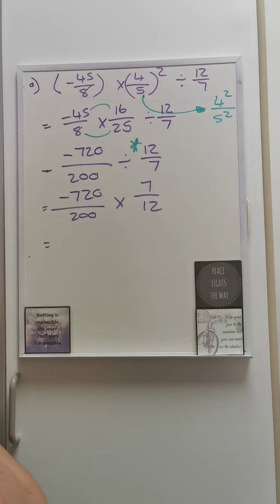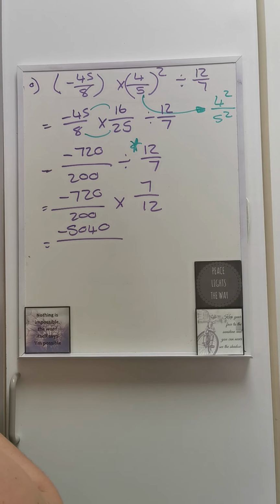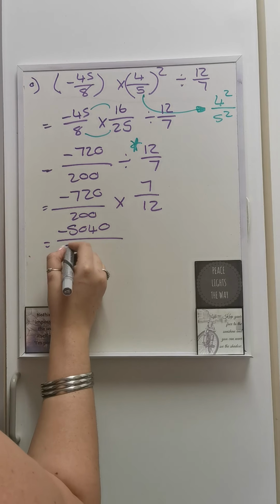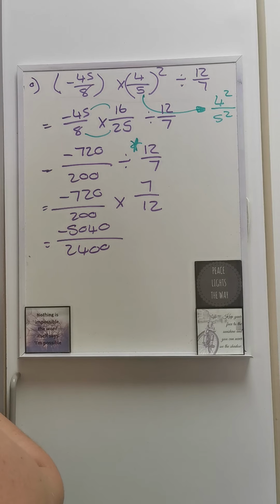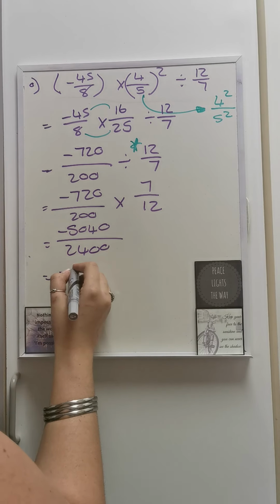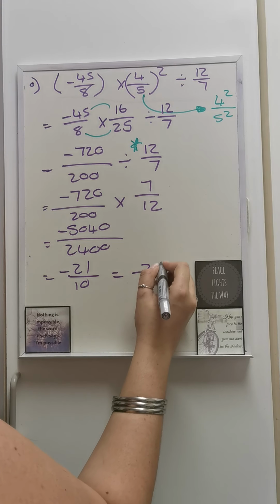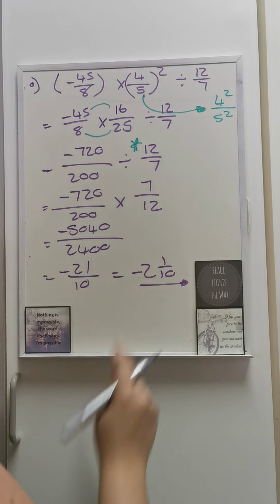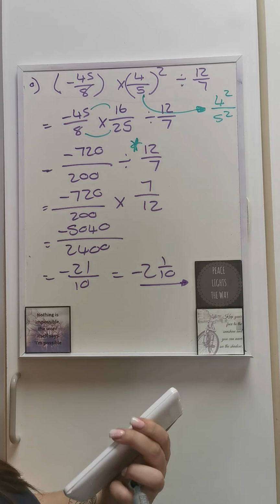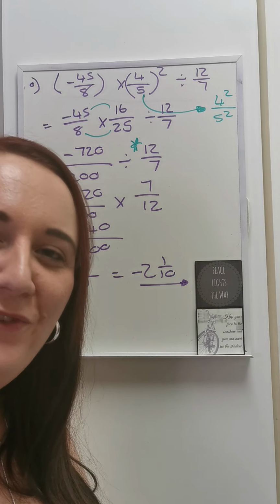So negative 720 times 7 gives you negative 5040 over 200 times 12 gives you 2,400. Negative 5040 divided by 2,400 gives you negative 21 over 10, which gives you negative 2 and 1 over 10. Okay, so there is your page number 6, all done. I will see you now for page number 7.